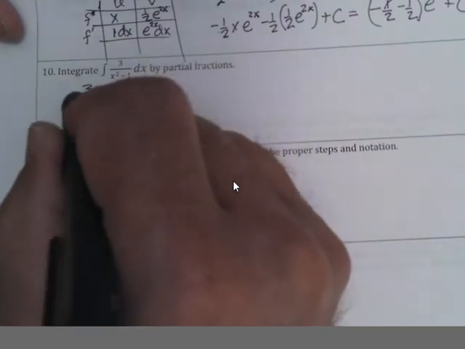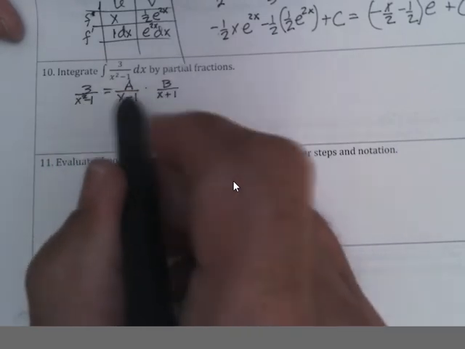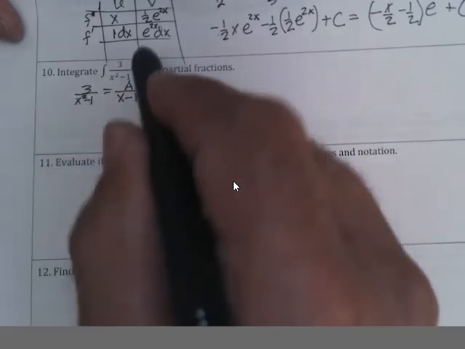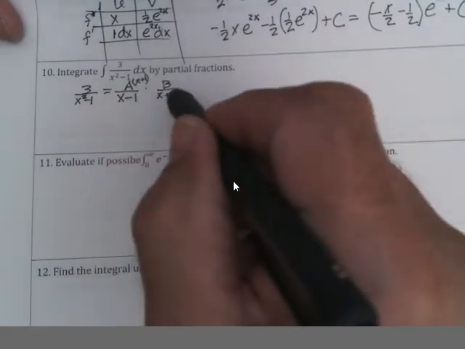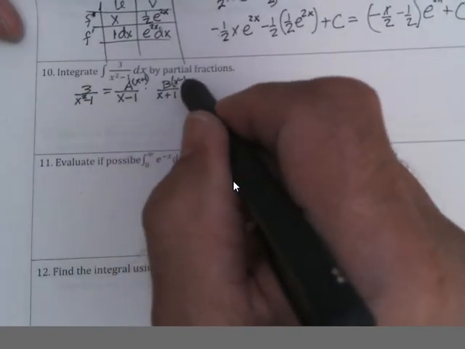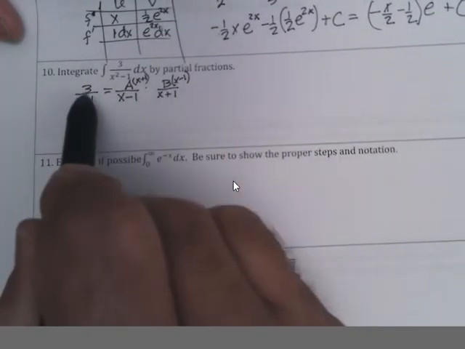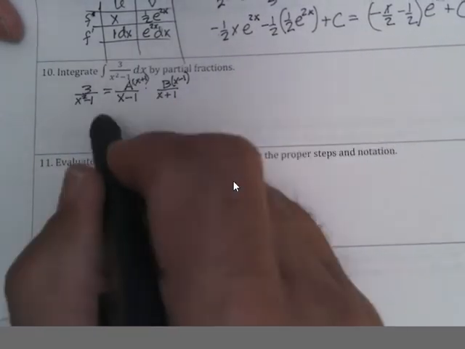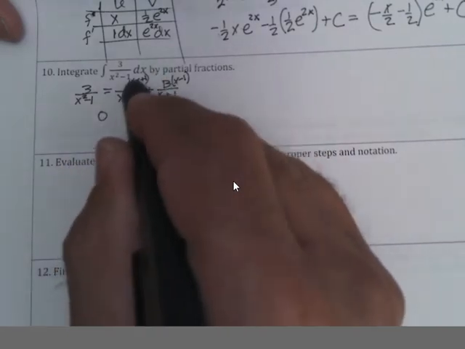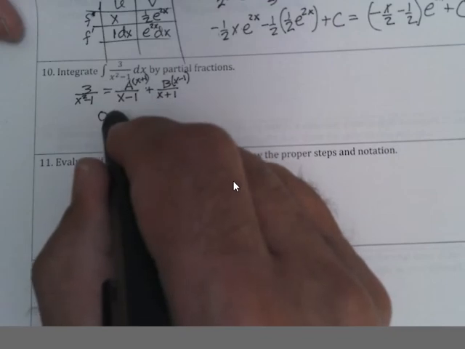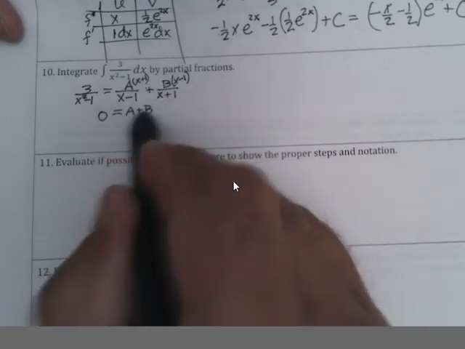And this is supposed to equal 3 over x squared minus 1. To get this common denominator, I'd have to multiply this one by x plus 1, and this one I'd have to multiply by x minus 1. And so to make this identically equal, there's no x's here, so ax's plus bx's, so a plus b has to be 0. That means a and b are equal and opposite.